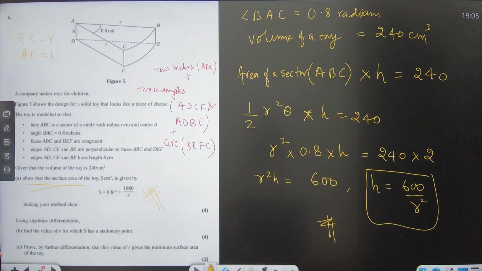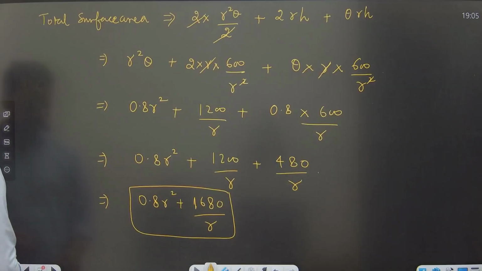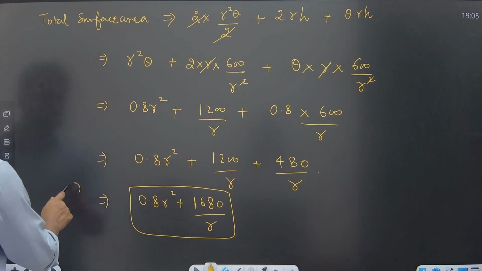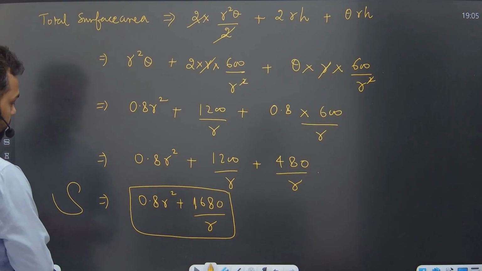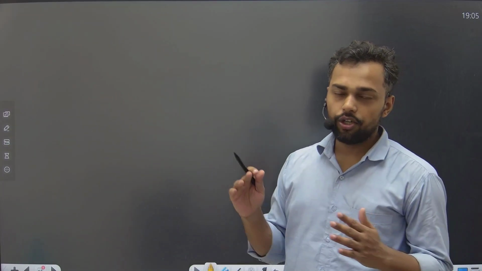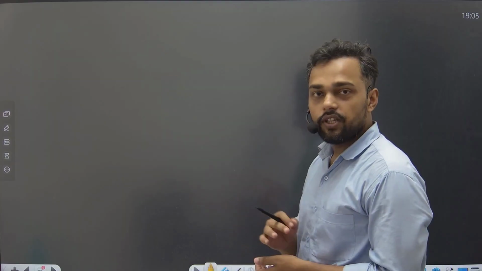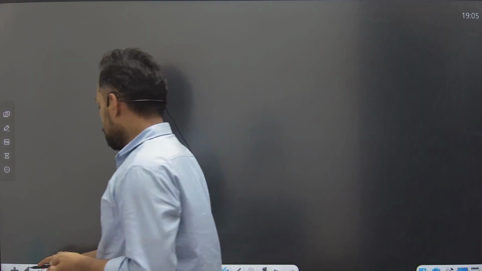Now in the next part, they have asked: find the value of r for which S has a stationary point. This is the total surface area S. Now we need to find the stationary point, that is the point of maximum, the point of minimum, or the stationary point. It means we need to differentiate the function. So we will be differentiating with respect to r.